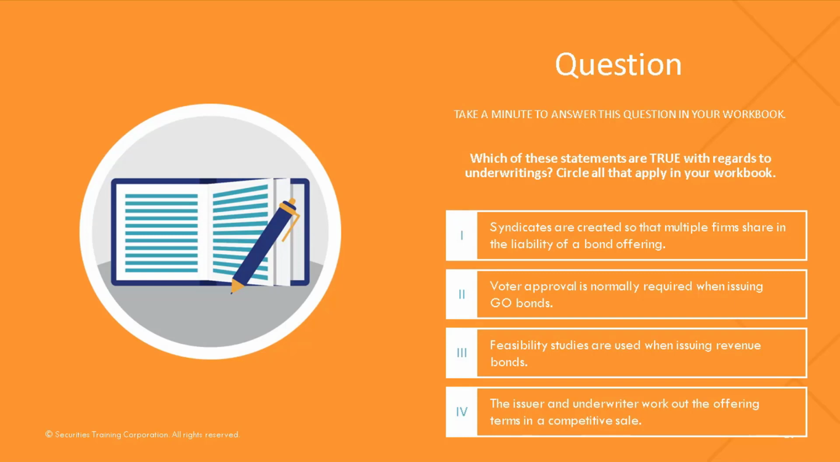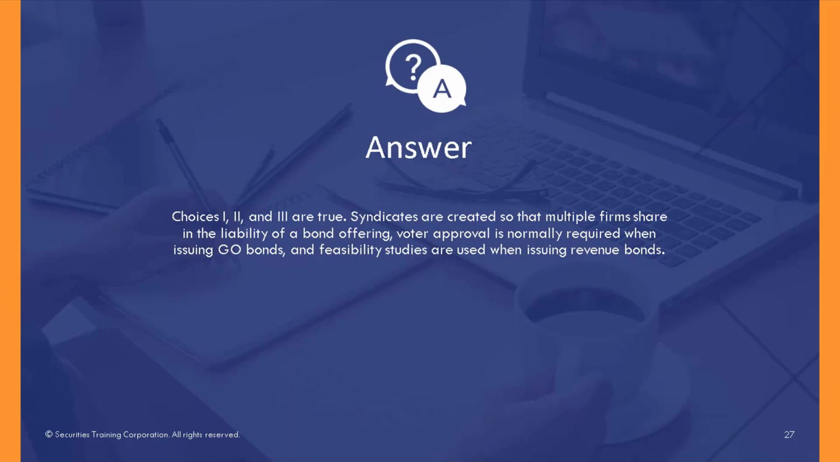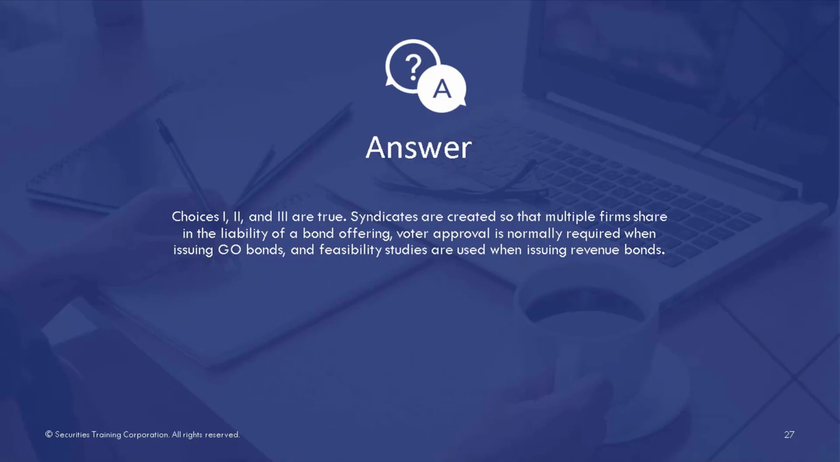So our true statements are 1, 2, and 3. Syndicates are created so that multiple firms share the liability. Voter approval is normally required for GOs, and the feasibility studies are required for revenue issues.